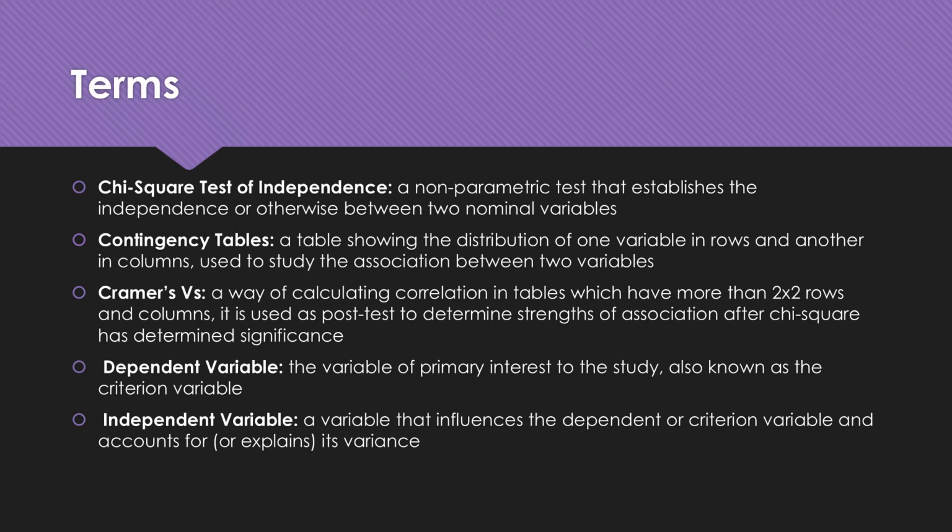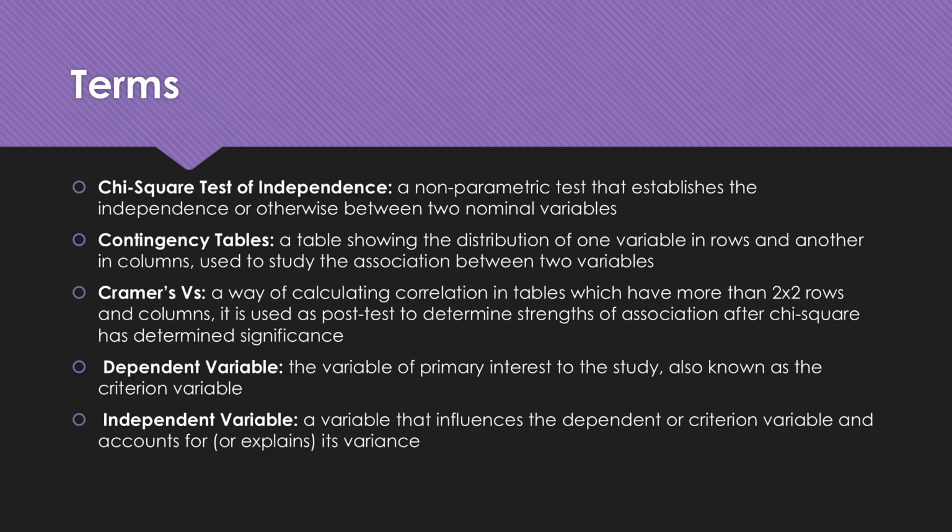So as we look at the terms, we see that the chi-square test of independence is a non-parametric test that establishes the independence or otherwise between two nominal variables. A contingency table is a table showing the distribution of one variable in rows and another in columns, used to study the association between two variables. Kramer's V is a way of calculating correlations in tables which have more than 2 by 2 rows and columns. It is used as a post-test to determine strength of association after chi-square has determined its significance.